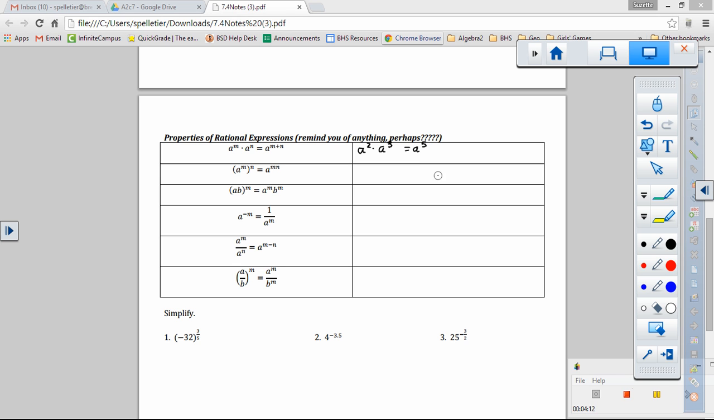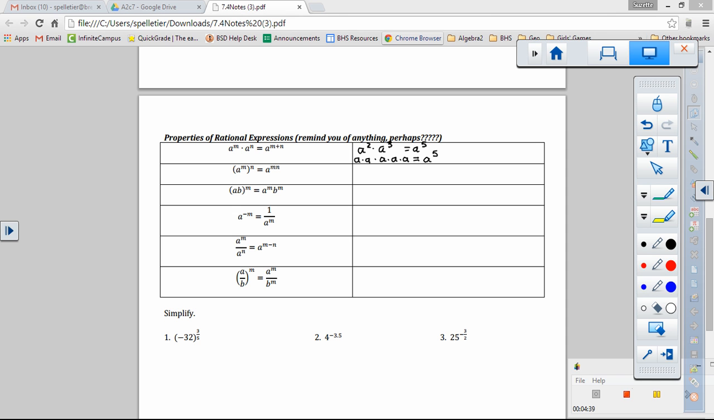So let's actually see if that works. If I broke down a squared, that's the same thing as a times a. And now I'm multiplying that times a to the 3rd, which is a times a times a. And do I in fact get a to the 5th? Yes, I do. So it is totally fine that when we are multiplying the same bases together and the exponents are different, we just add the exponents, okay?